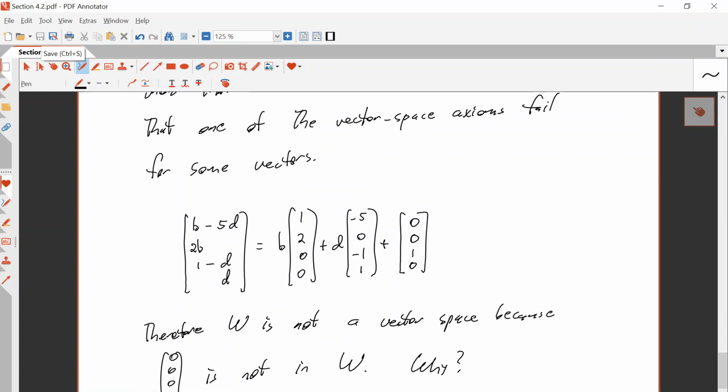Unless you can express it as the column space of a matrix, something like this, it's going to fail to be a vector space, often because it just doesn't have the 0 vector in it, or it's not closed under addition. Yeah, probably those two things. It's not closed under addition, or it fails to have the 0 vector in it. All right.